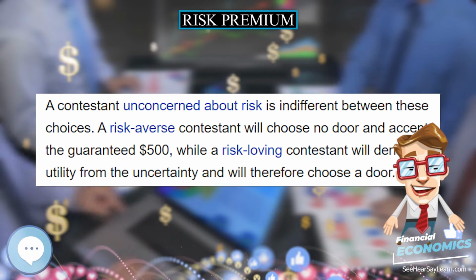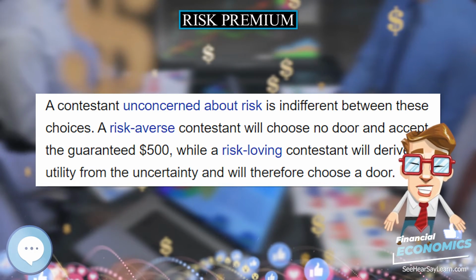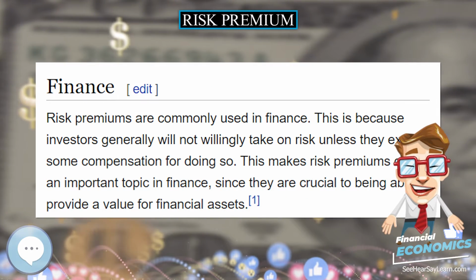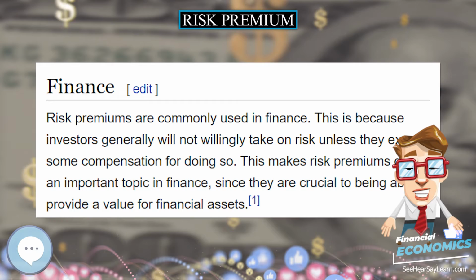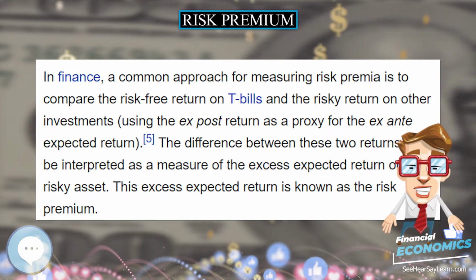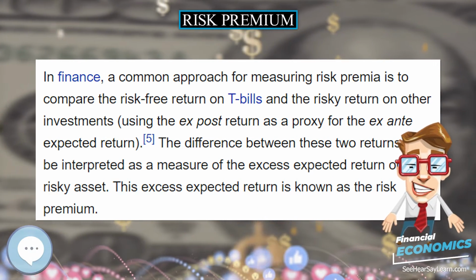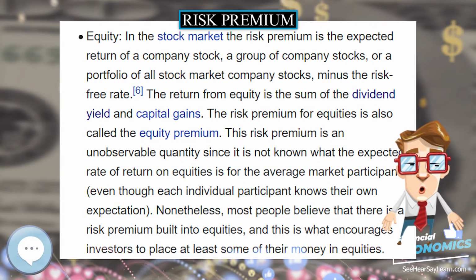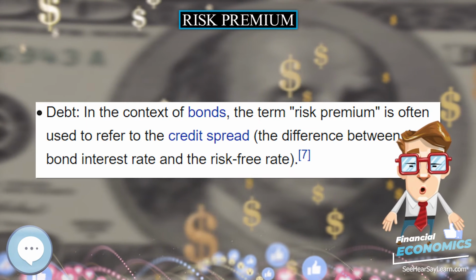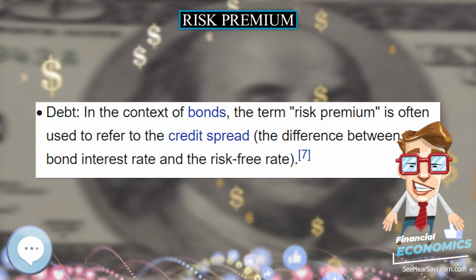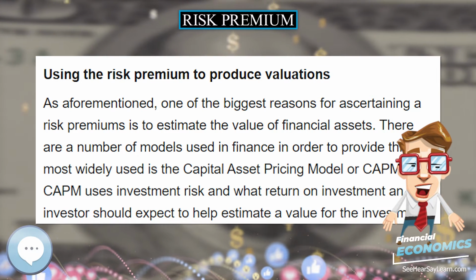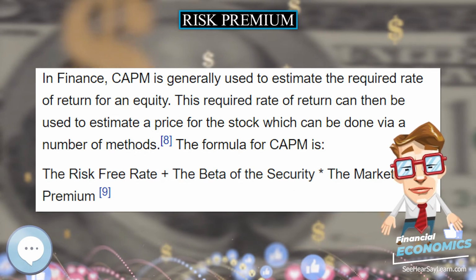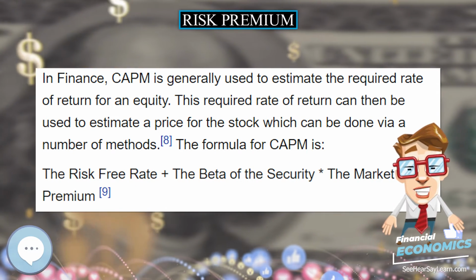Example of observed risk premium. Suppose a game show participant may choose one of two doors, one that hides $1,000 and one that hides $0. Further, suppose that the host also allows the contestant to take $500 instead of choosing a door. The two options, choosing between door 1 and door 2, or taking $500, have the same expected value of $500, so no risk premium is being offered for choosing the doors rather than the guaranteed $500. A contestant unconcerned about risk is indifferent between these choices.